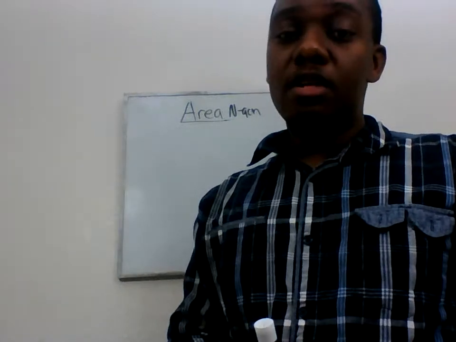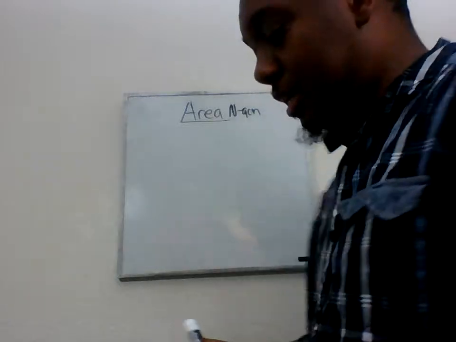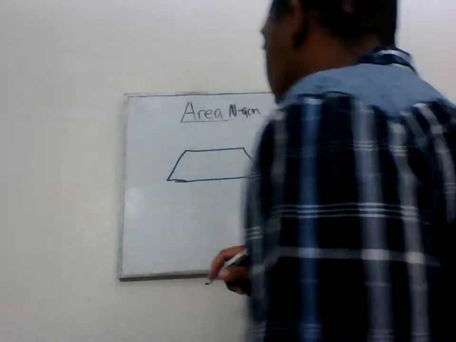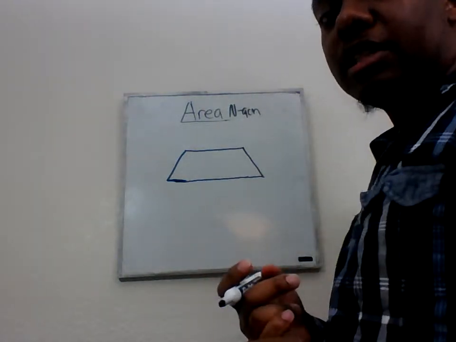Hello, and so today we're going to talk about finding the area of a trapezoid. So remember, a trapezoid is a quadrilateral in which two sides of it are parallel. Okay, so in this case, our top and bottom are parallel sides, and those parallel sides are called bases.